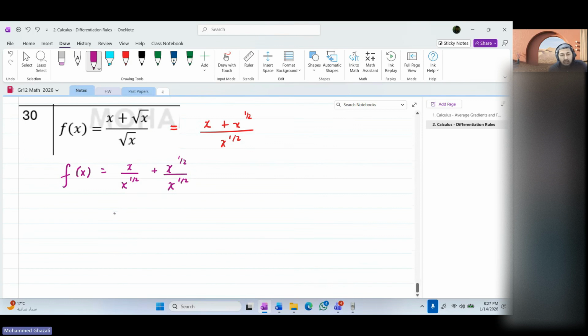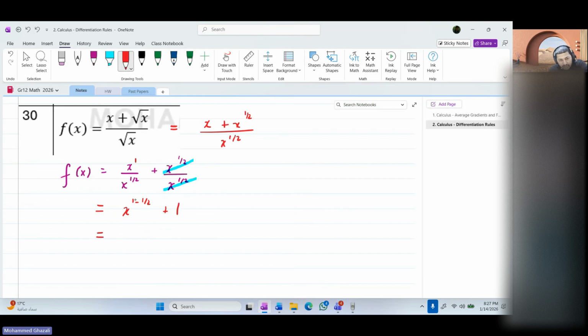Right. Now, what happens when you divide the exponents? You need to subtract the powers. So that's x to the power 1 minus half, plus x to the power half divided by x to the power half, which is just x to the power 0, right? Half minus half. We can just cancel them out and make it 1. That value is just 1.